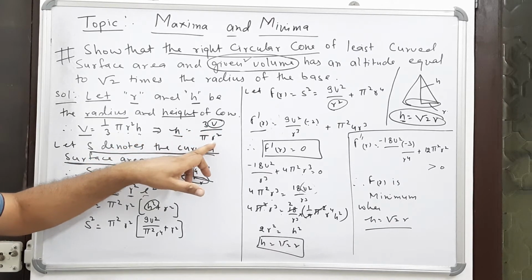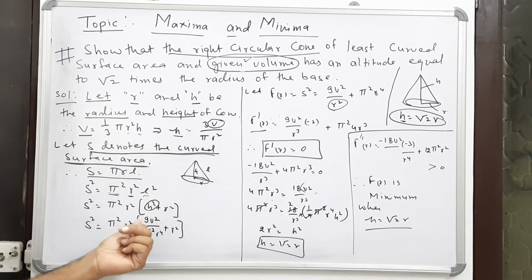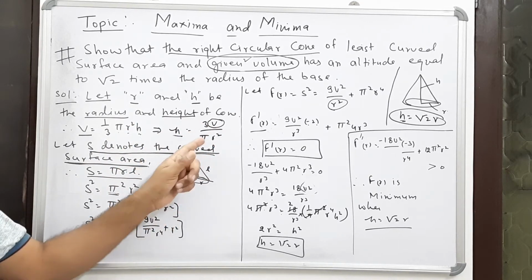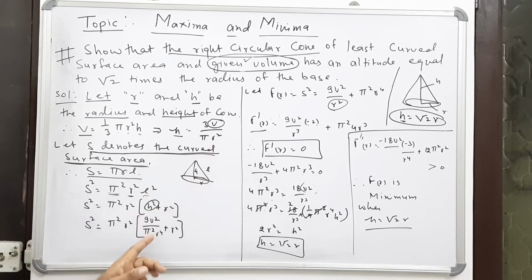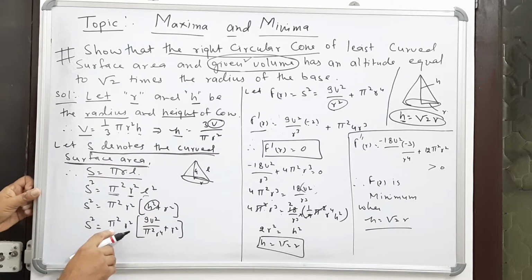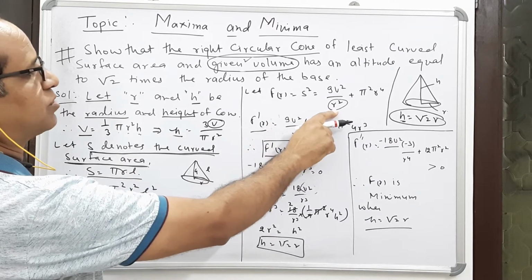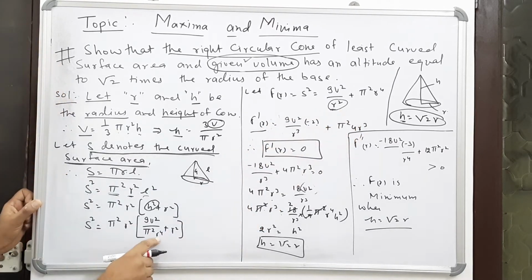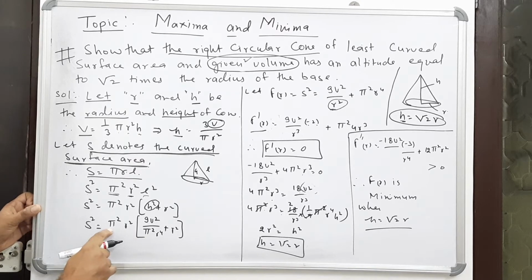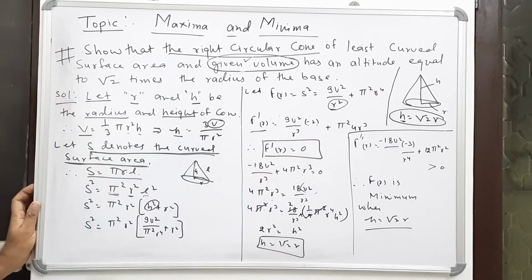3V upon pi r square. So 3 will become 9, V will be V square, pi square, and r square is r to the power 4. If you open the bracket, see this step now. Pi square cancels, and we get 9V square upon r square. This r square, r power 4, r square. When you multiply this by this, it is pi square r to the power 4.